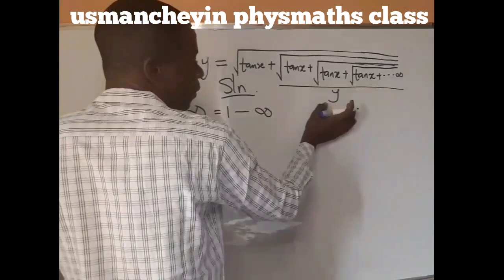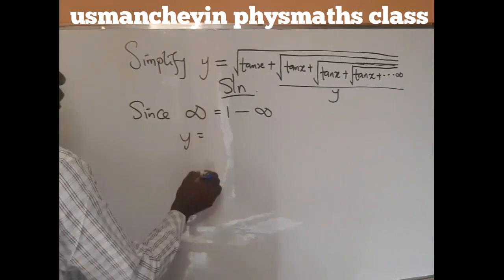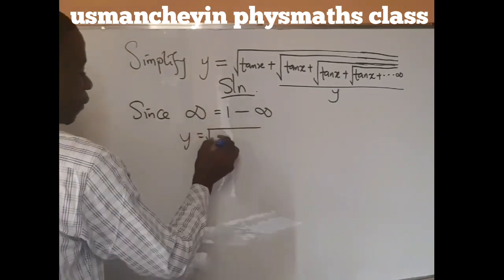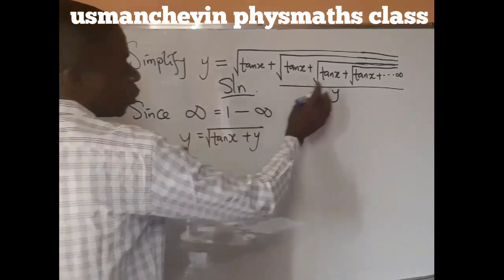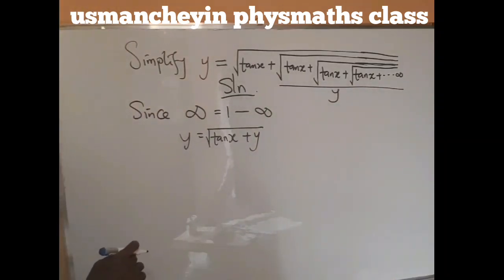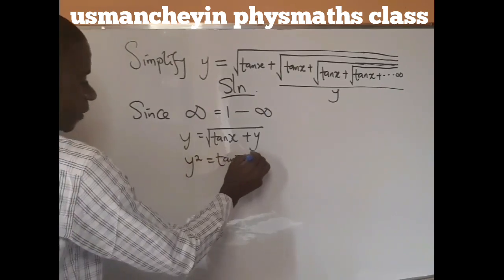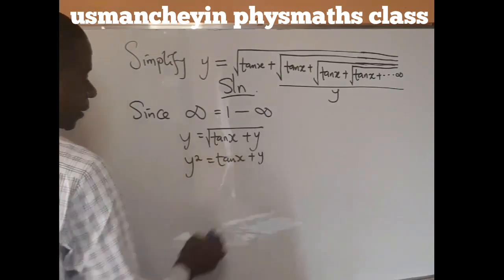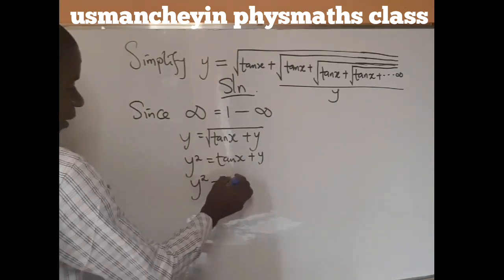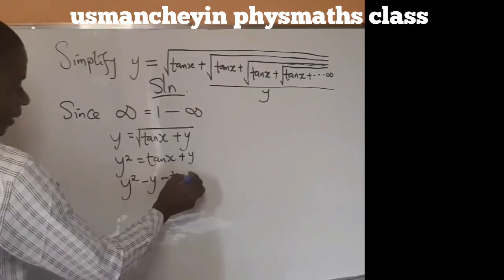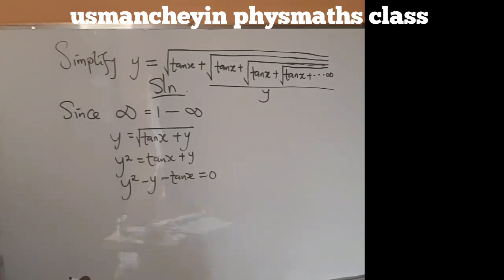So the whole of this, you represent it with what? Y. And we'll only be left with y equal to square root of tan x plus y. Okay, the whole of this you represent it with y. So from there you remove the square root so that we have y squared is equal to tan x plus y. Now from here we can rearrange so that we have y squared minus y minus tan x equal to 0.